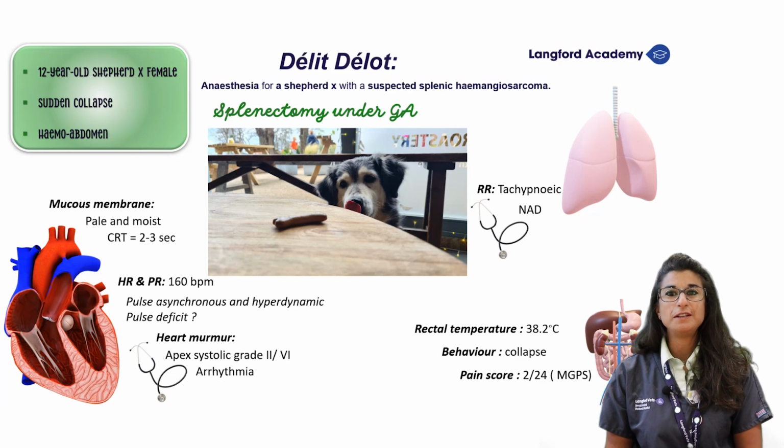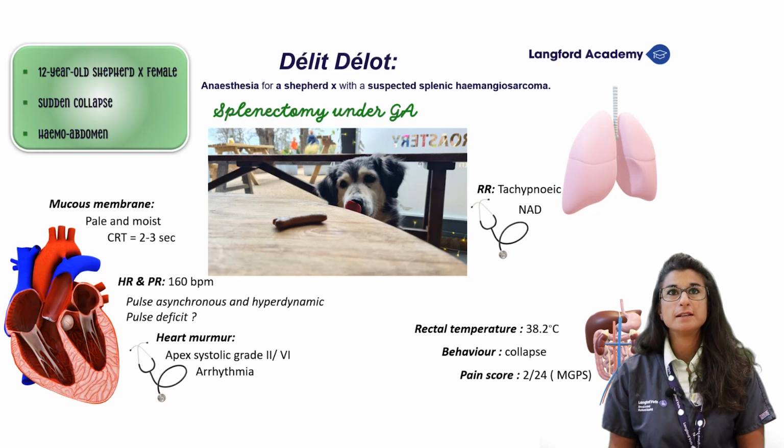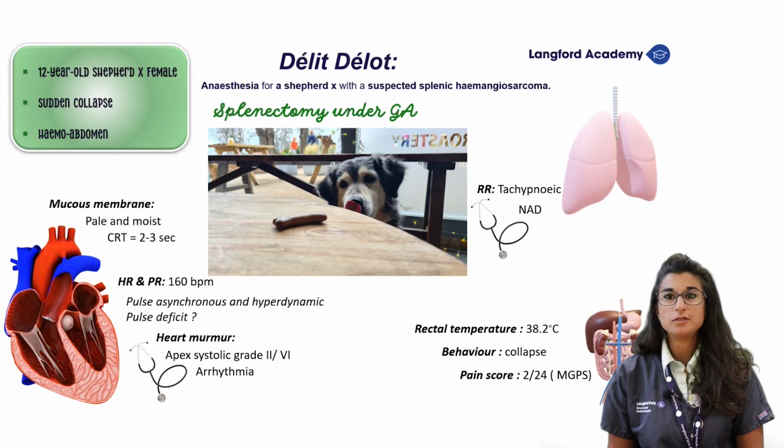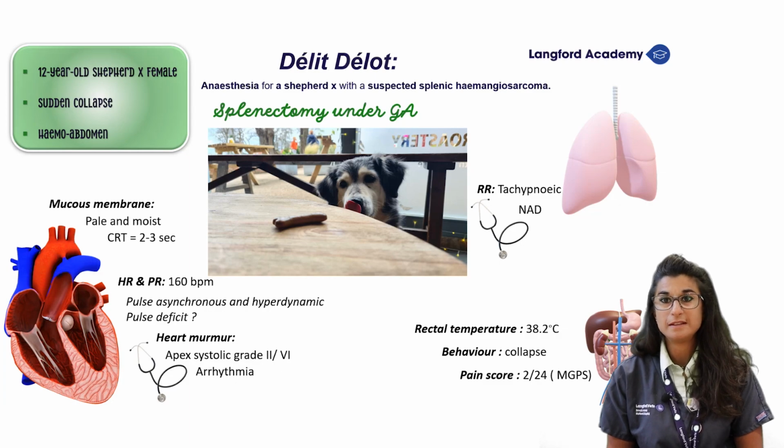Welcome back to this video about how to anesthetize haemoabdomen. So this case is Delit, a 12-year-old shepherd cross female that is coming to see you because she had a sudden collapse. You'll find out later that she's got haemoabdomen because of a splenic mass, and then she would need to be anesthetized for splenectomy.